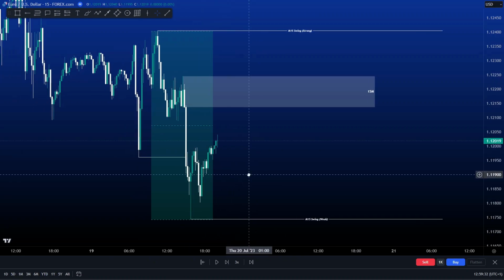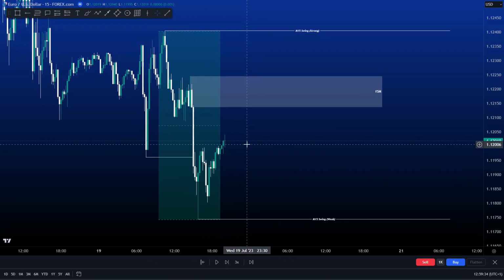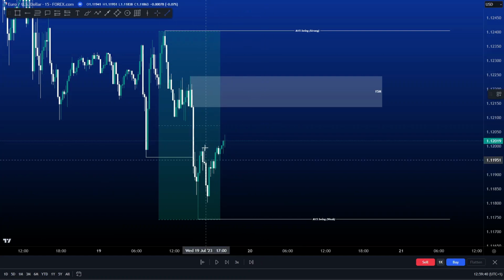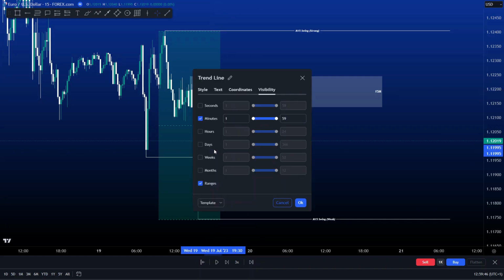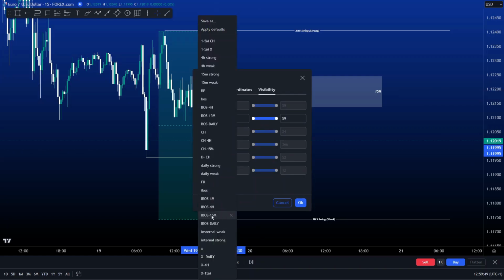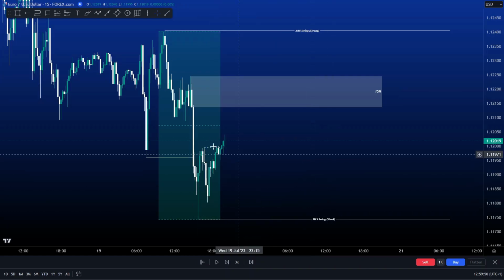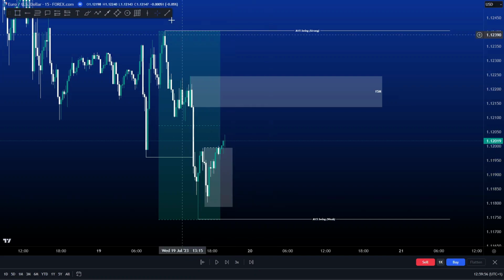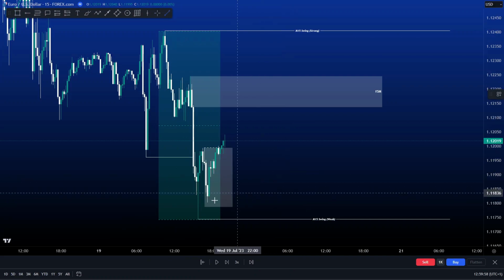I wouldn't take a trade like this, but let's just look so we can see how you follow your internal structure on the M15. We have an IBOS on the M15 here. Where's our low? This is how you follow internal structure.